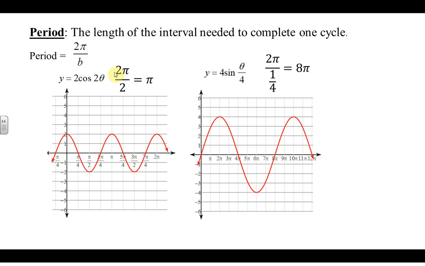If you have 2 cycles by 2 pi, that means 2 pi divided by 2 is the length of one cycle. So to find your period, you're taking 2 pi and dividing by your frequency, or your B value, and that gives you how long it takes one complete cycle.